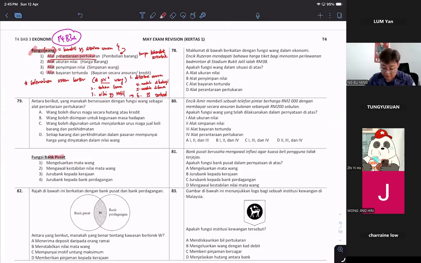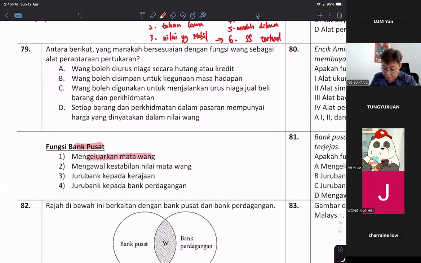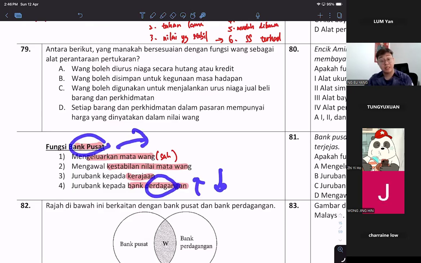So bank pusat, the first fungsi, is to prepare all the mata wang. So that all the wang has a nilai wang yang stabil for our RM. So the bank pusat also services our kerajaan and all the bank corporates, which is the bank perdagangan, because bank perdagangan is helping the bank pusat manage the economy to become stable by increasing and decreasing the kada faedah after the bank pusat announces. So bank pusat just announces whether bank perdagangan is going to increase or decrease the kada faedah for the savings and for the pinjaman.